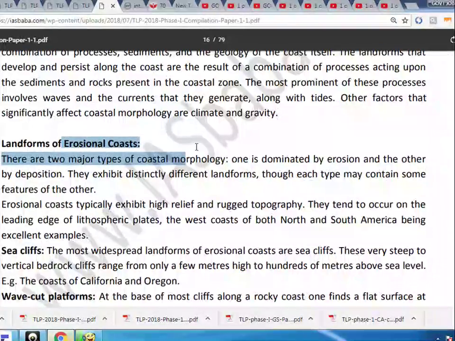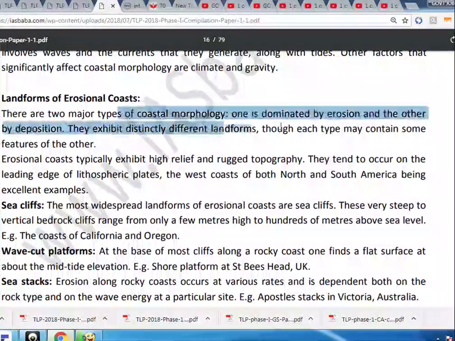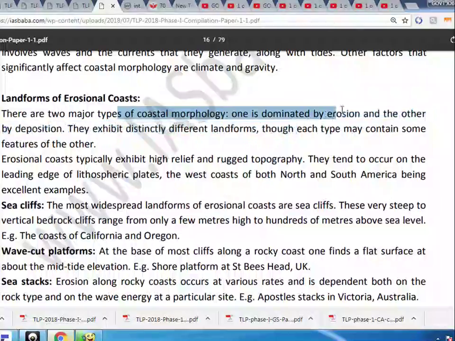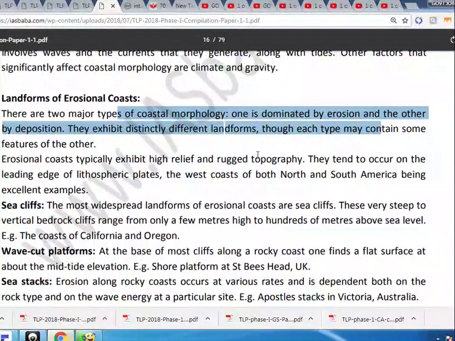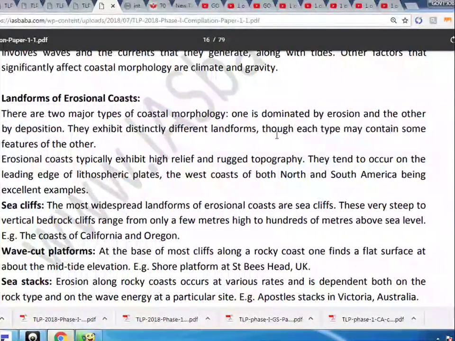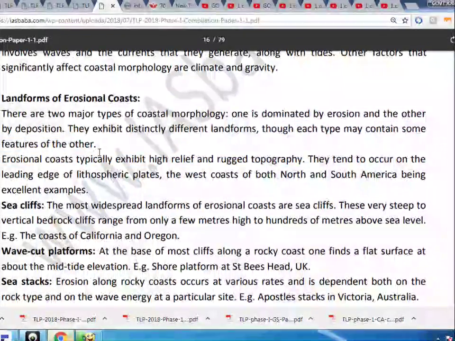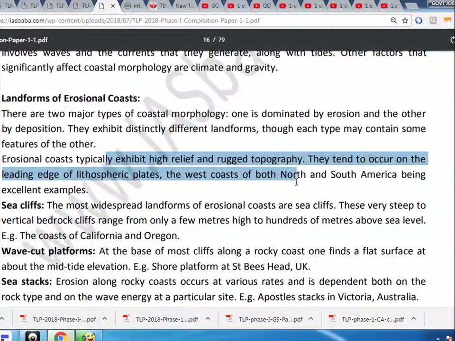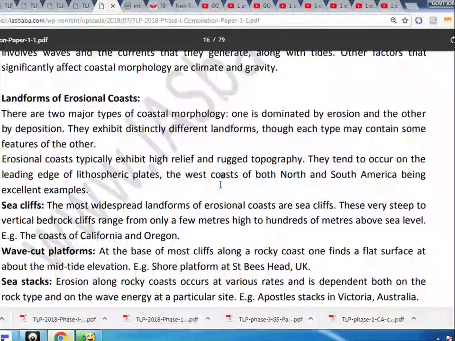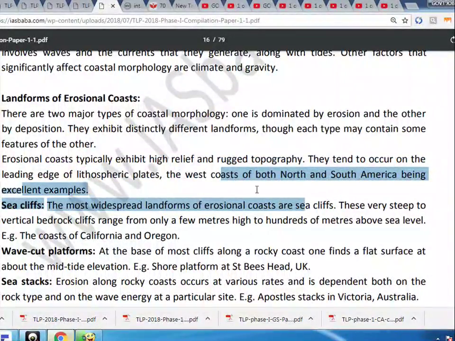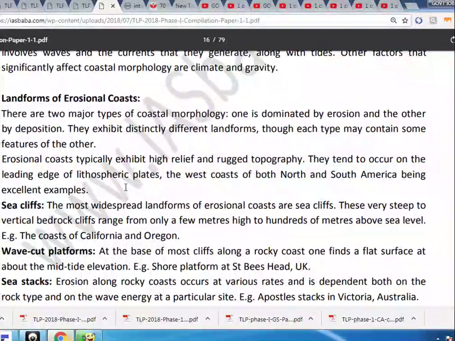Landforms of erosional coasts. There are two major types of coastal morphology. One is dominated by erosion and the other by deposition. They exhibit distinctly different landforms, though each type may contain some features of the other. Erosional coasts typically exhibit high relief and rugged topography. They tend to occur on the leading edge of lithospheric plates, the west coasts of both North and South America being excellent examples.